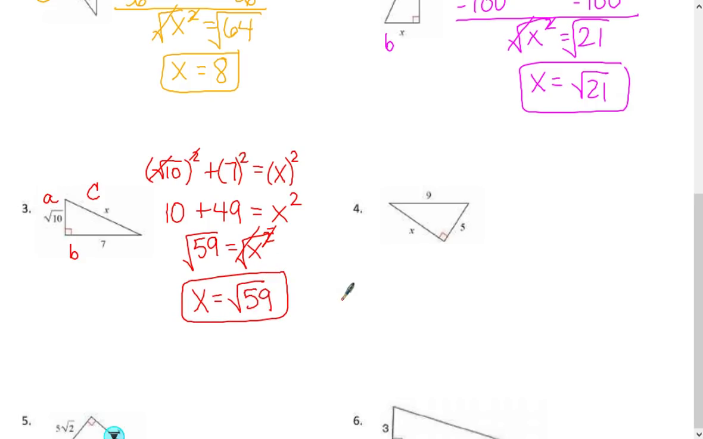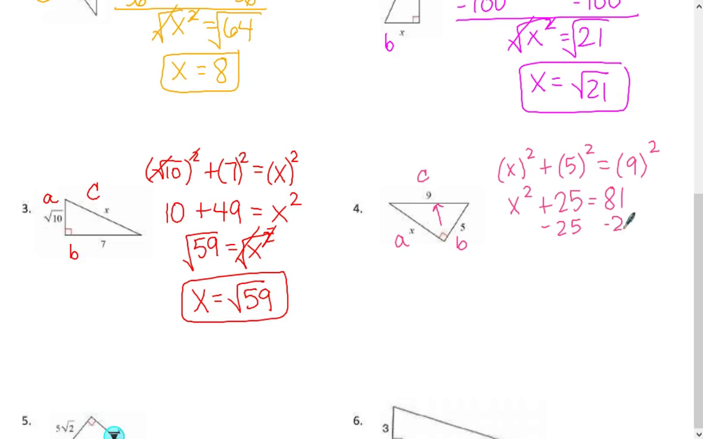All right, let's take a look at number 4. Same thing, always labeling C opposite from the 90-degree angle. Doesn't matter who we call A or B. So I'm going to have x squared plus 5 squared equals 9 squared. So this is going to be x squared plus 25 equals 81. And again, solving for x, I'm going to subtract 25 from both sides. And I'll get x squared equals 56. Take the square root of both sides.